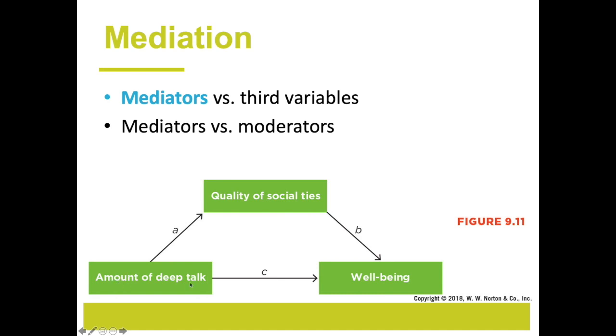So it's not so much that deep talk directly affects your well-being, it's that it affects your quality of social ties, which then is what is helping your well-being. So this variable right here, quality of social ties, would be called a mediator. It mediates the relationship between amount of deep talk and well-being.